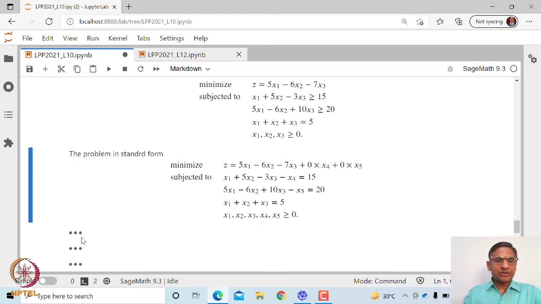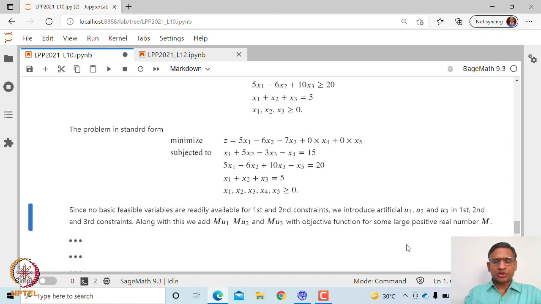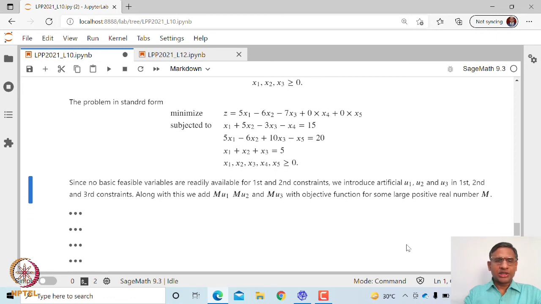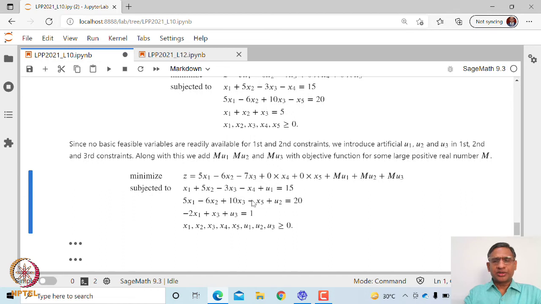Okay, now we will introduce artificial variables, one for each of these constraints. So we will introduce 3 artificial variables, u1, u2, u3: u1 for the first constraint, u2 in the second constraint, and u3 in the third constraint, and then we will add m times u1 plus m times u2 plus m times u3 in the objective function, and then this modified problem will look like this. This is the modified problem or artificial problem.